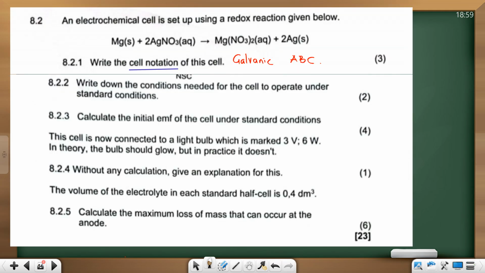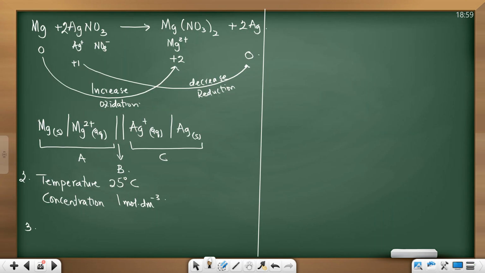Number 3. Calculate the initial EMF of the cell. 4 marks. What's my formula? Do you remember? E cell equals to what? E cathode. Do you have a table there to get me? The cathode is what? Silver. 0, comma?